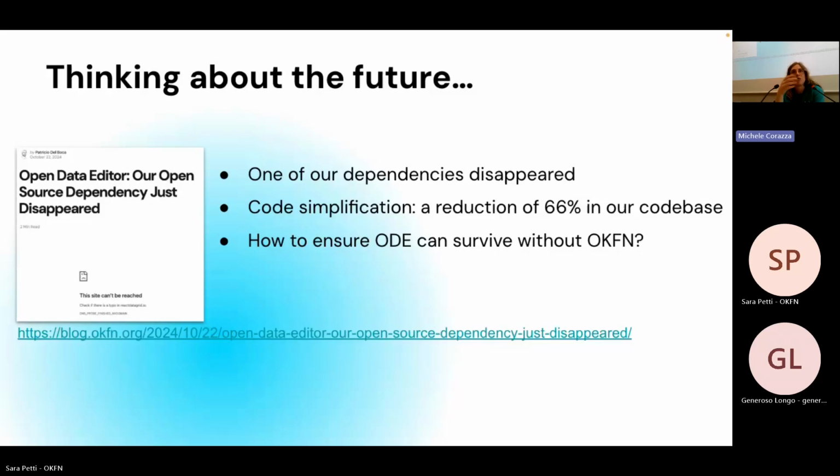But that led to us rethinking this application a little bit. And what I was talking about before, about the tech hype and not falling into it, we then made a choice to migrate the architecture of Open Data Editor from a React-based application to something much, much simpler, which is probably less shiny, but it's using a framework that has been around for 20 years that doesn't have a lot of updates. And that led to a code simplification and a reduction of 66% in our code base.